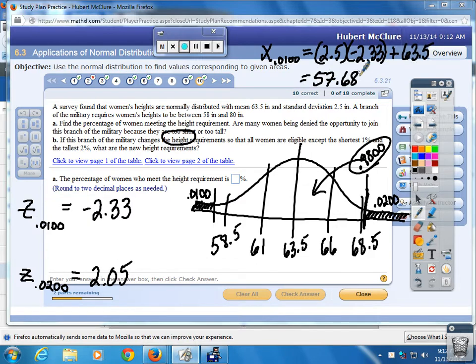57.68, is that what everybody got? So 57.7 inches or 58 inches, I don't know what they want to round it to. Two places is this one, so two places. So divide that by 12. Oh, 4.8. So you've got to be at least 4.8 feet.